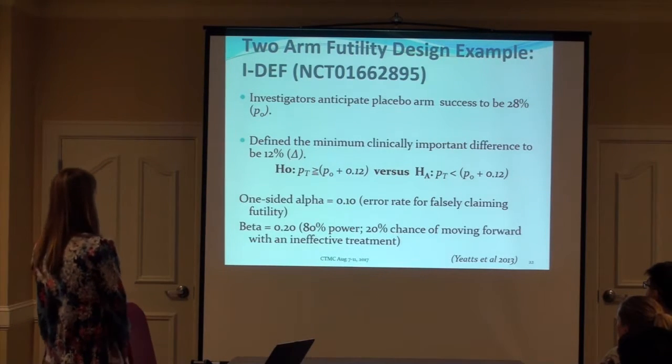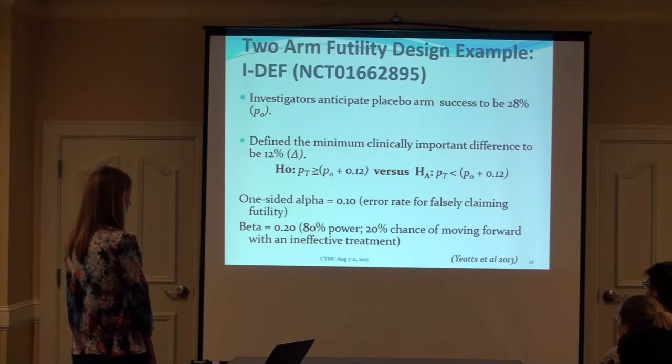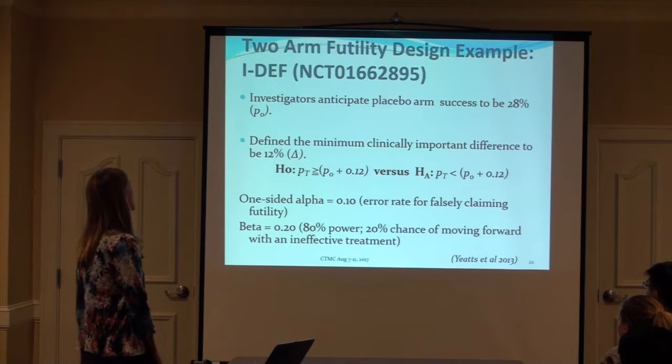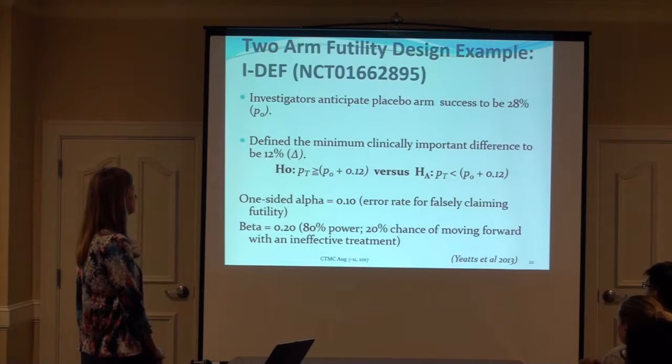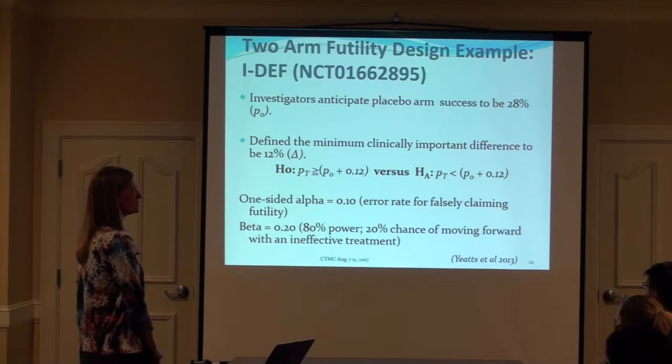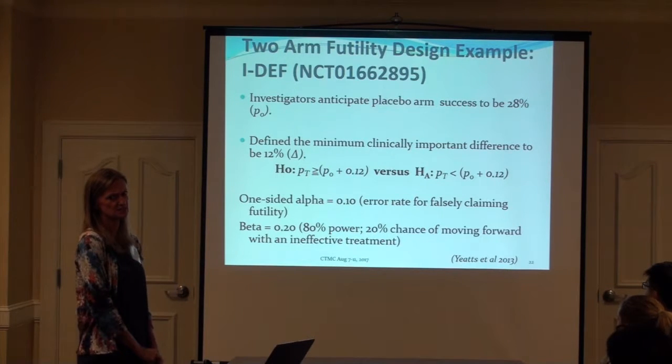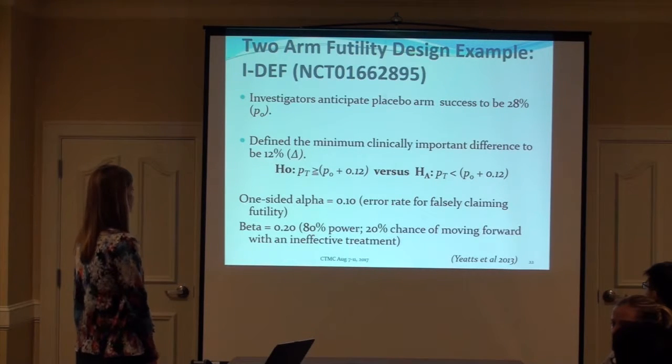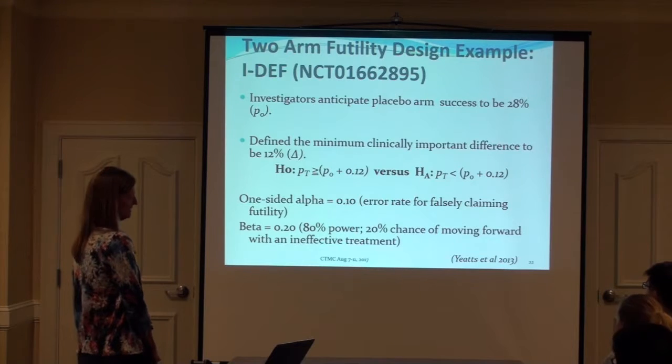As far as the error rates, they chose a one-sided alpha of 0.1 and a beta of 0.2, or 80% power. And Sharon, remind me of your total sample size for this study. It was 324. Just to give you an idea of the size of it.